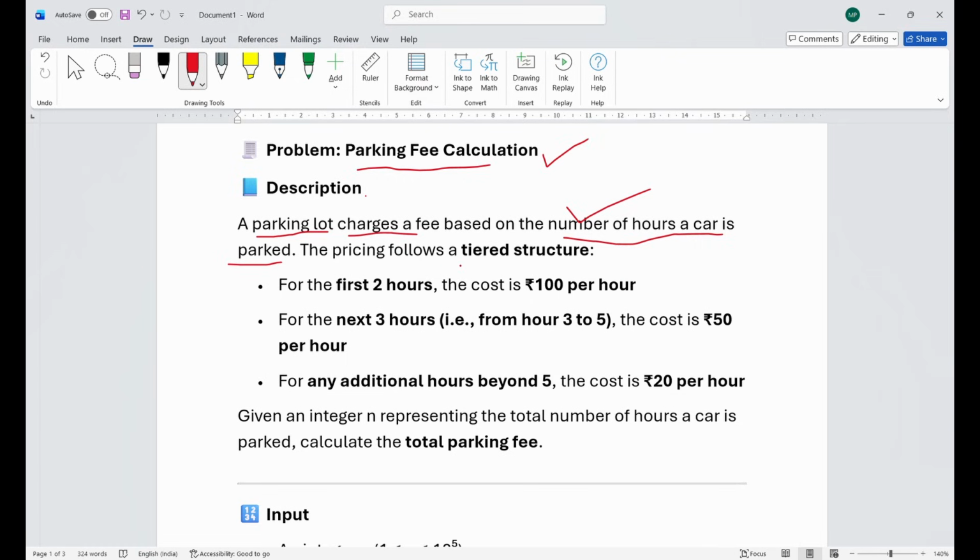Also, the question mentions that it uses a tier structure. So what is a tier structure? We'll discuss it in the video. They have given some conditions.